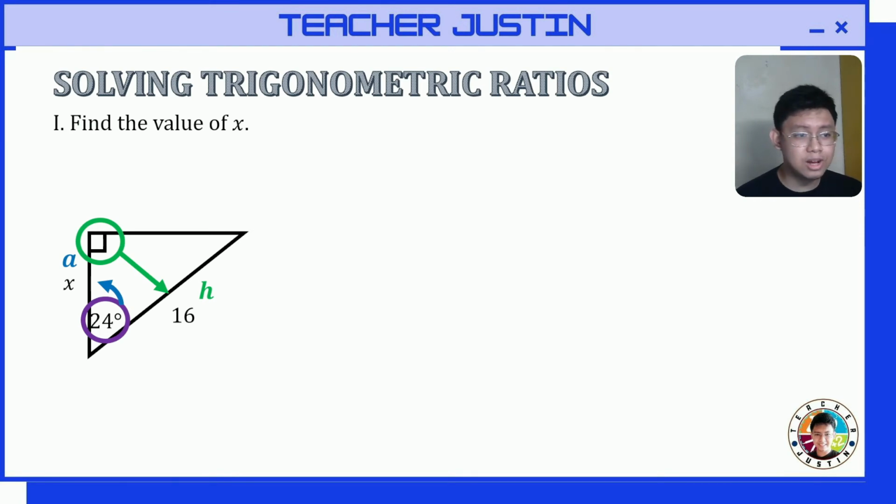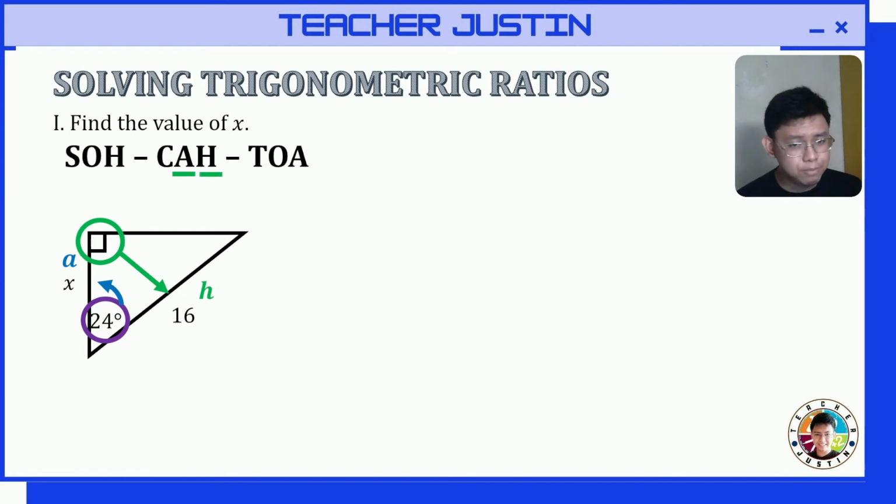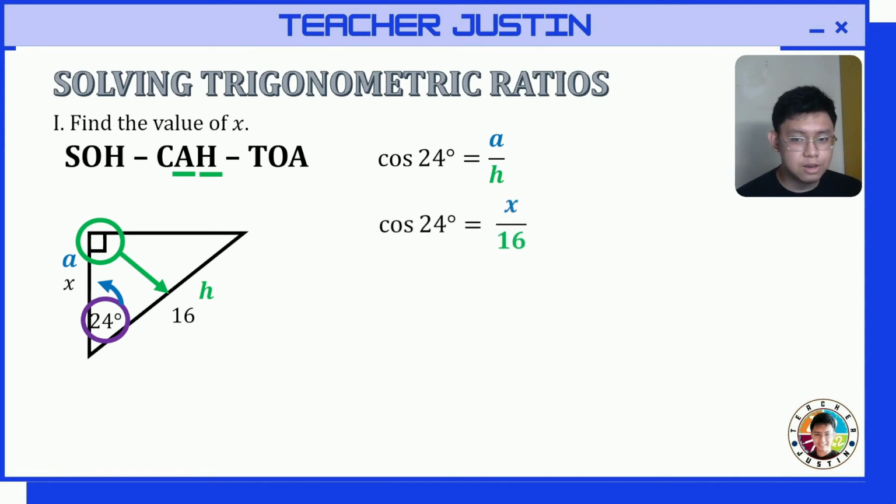Now, using SOHCAHTOA, let's identify which trig ratio we are going to use in order to solve for the value of x. So since we're given the adjacent side and the hypotenuse, we're going to use cosine 24 degrees. Now, we know that cosine is equivalent to adjacent over hypotenuse. So let's substitute their value, giving us the equation cosine 24 degrees is equal to x over 16.